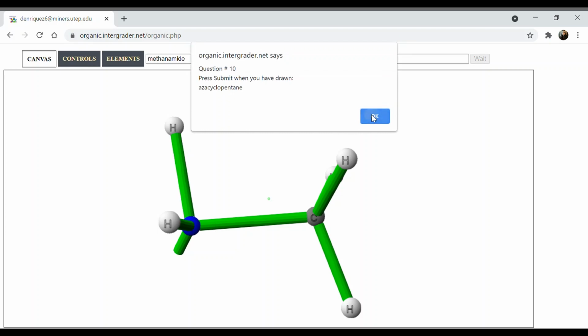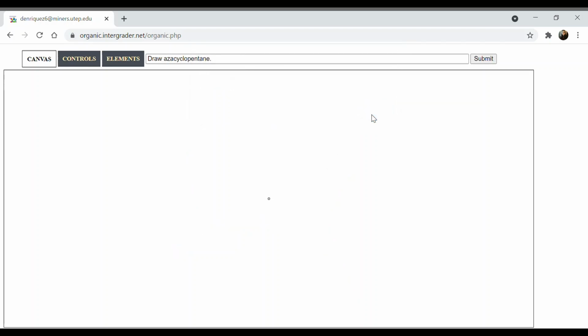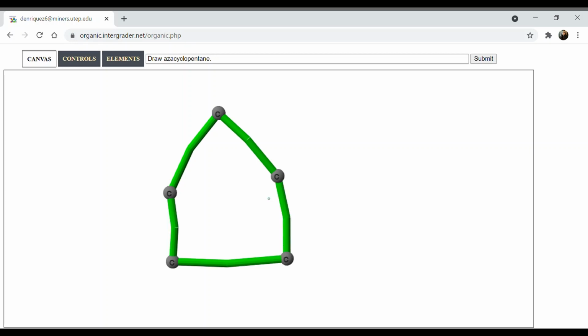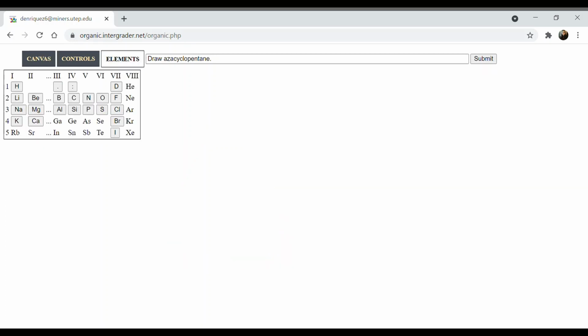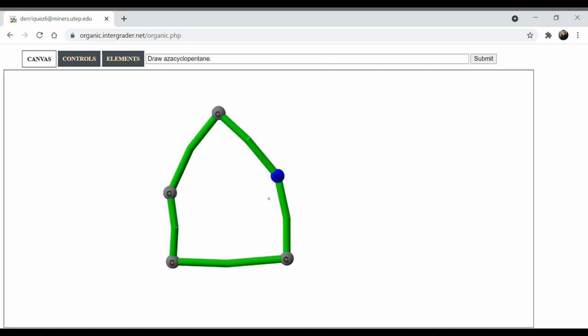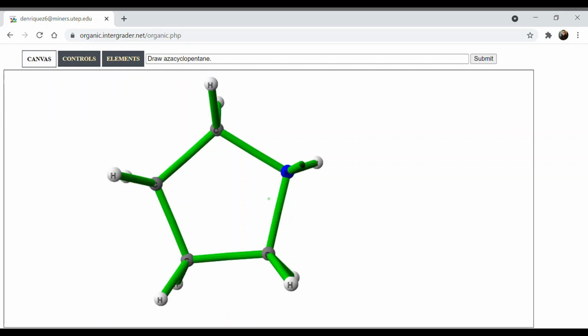Okay, so we have azacyclopentane. I'll do my 5-member ring, and then I see the aza, so I'll go ahead and replace one of those carbons with a nitrogen, add my hydrogen, and hit arrange. Pentane, and that will be good.